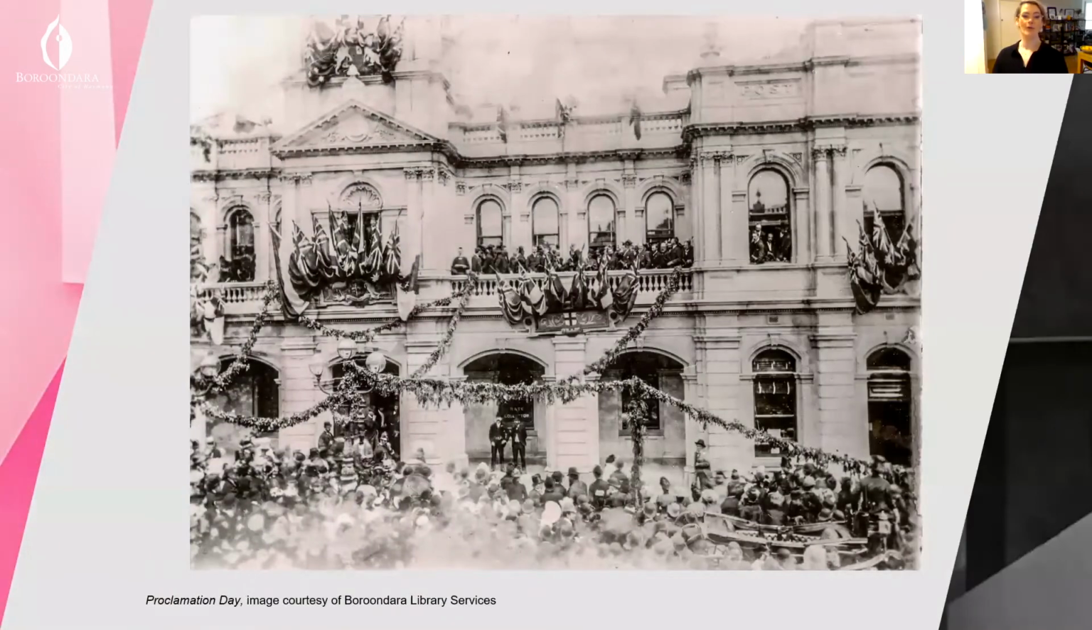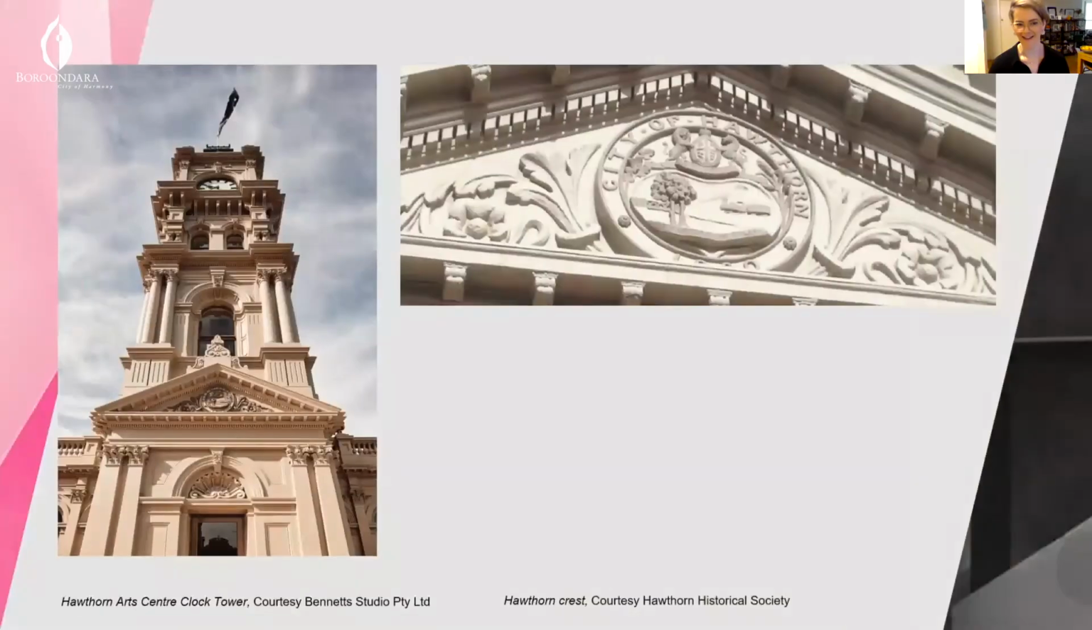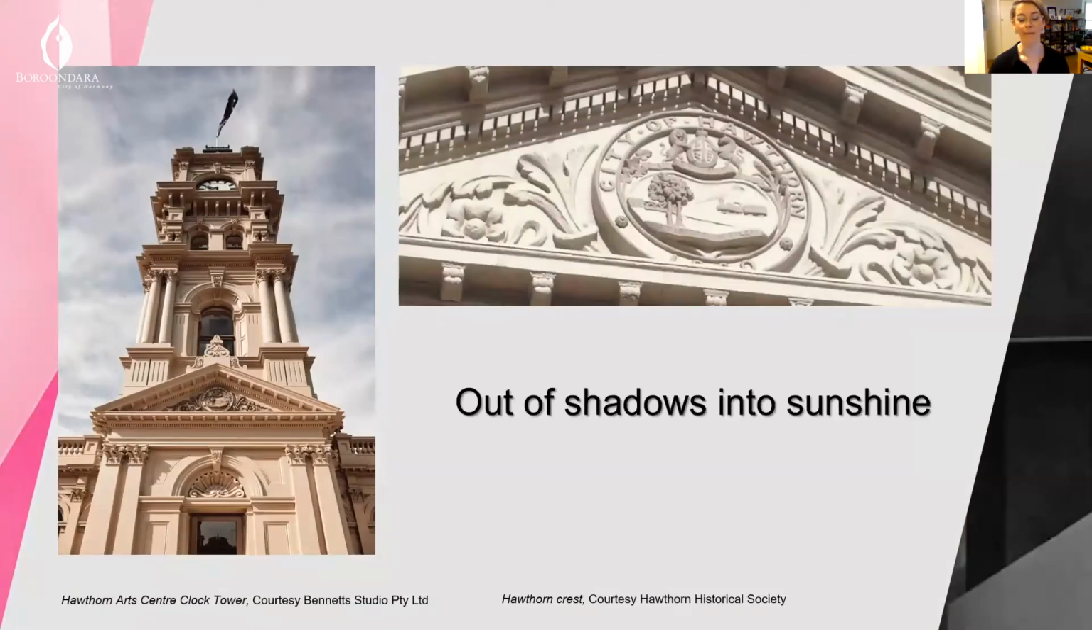Well, yeah, the clock. This image is from the Proclamation Day in 1890. So the town hall was finished and ready for Hawthorn to be announced as a city as well. I might just rearrange your words, Tony, and talk about the crest first. Because the city was proclaimed in 1890, and this is an image of looking up to the clock tower, which also has the crest of Hawthorn.